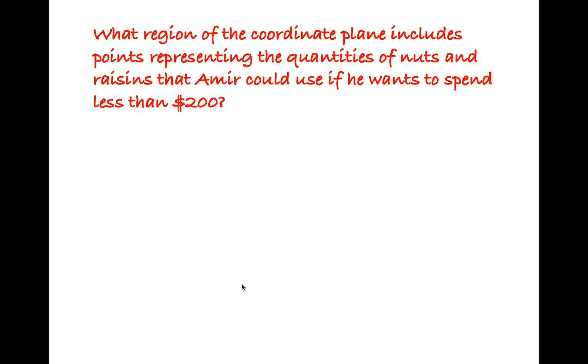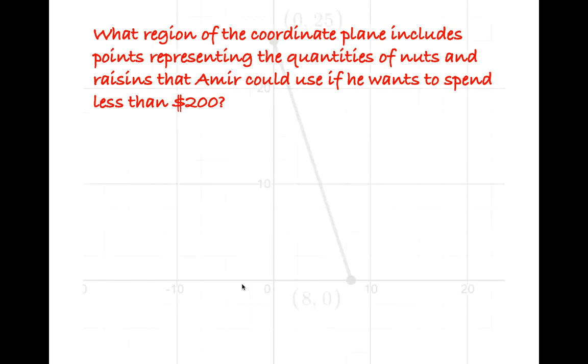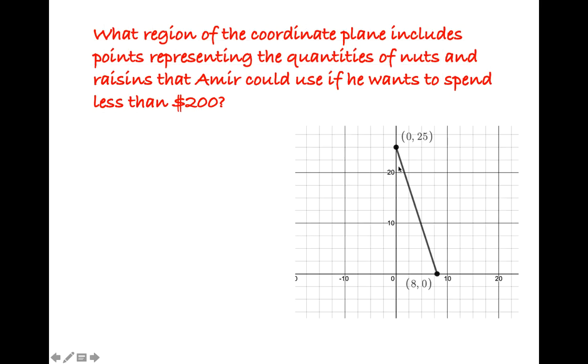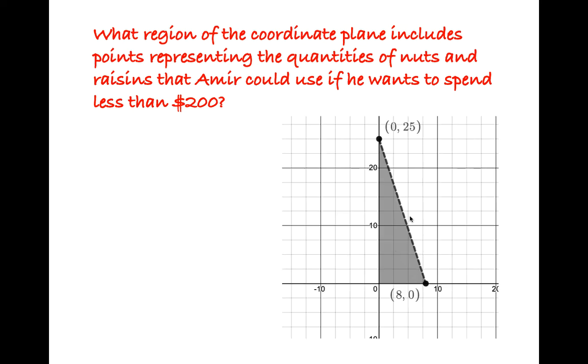So now, what region of the coordinate plane includes points representing the quantities of nuts and raisins that Amir could use if he wants to spend less than $200? So if he wants to spend less than $200, if we went back to this one, that means y is going to be underneath this one. And so when you do it, and I think I put it on there. Oh, okay, I still have the original graph. Then I think, yeah, there I did it. This shows us the region where all these individual dots that are all inside here give me possible solutions if he wants to spend less than $200.